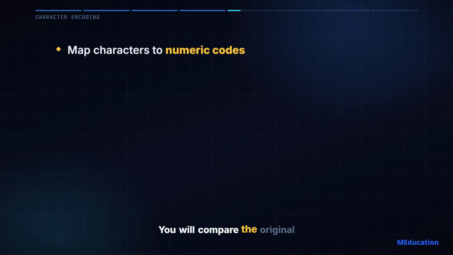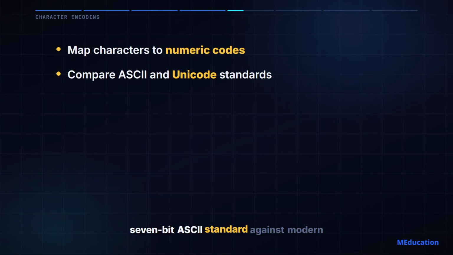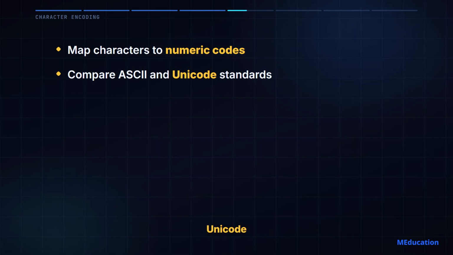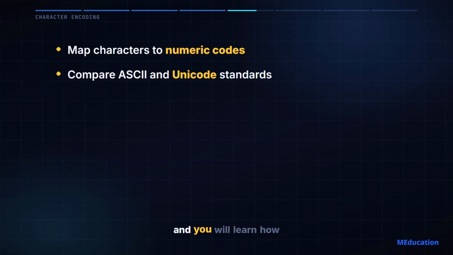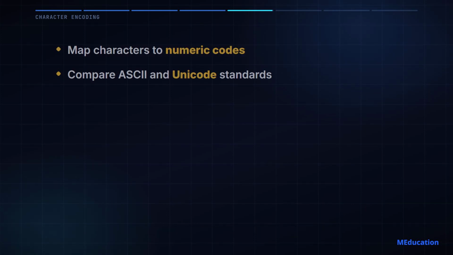To store text, we must map every single letter and symbol to a unique numeric code. You will compare the original 7-bit ASCII standard against modern Unicode. You will see exactly why Unicode was invented to support global languages, and you will learn how to calculate the exact storage cost of any text document. Every string you ever code relies on these invisible mappings.